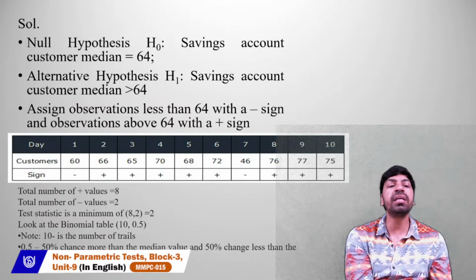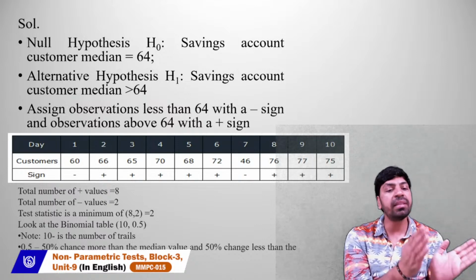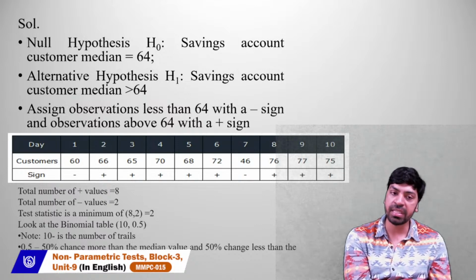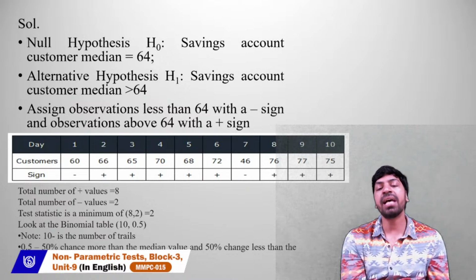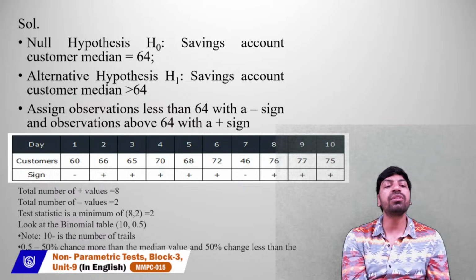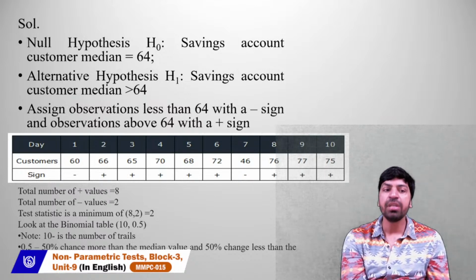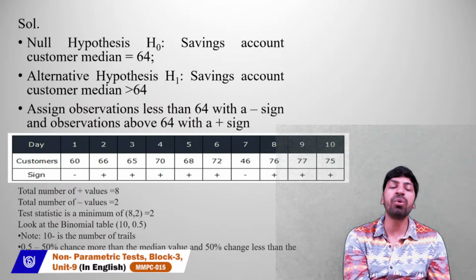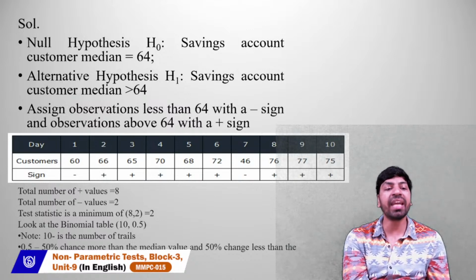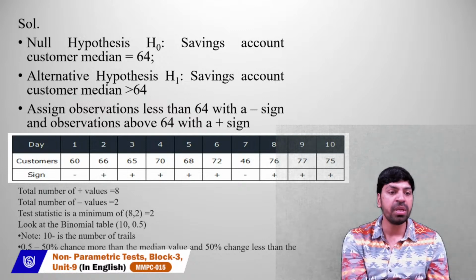Then the next step is to calculate the total number of positive signs and the total number of negative signs. The total number of positive signs is 8, as you can see in the table, and the total number of minus signs is 2. The minimum value out of 8 and 2 is 2.